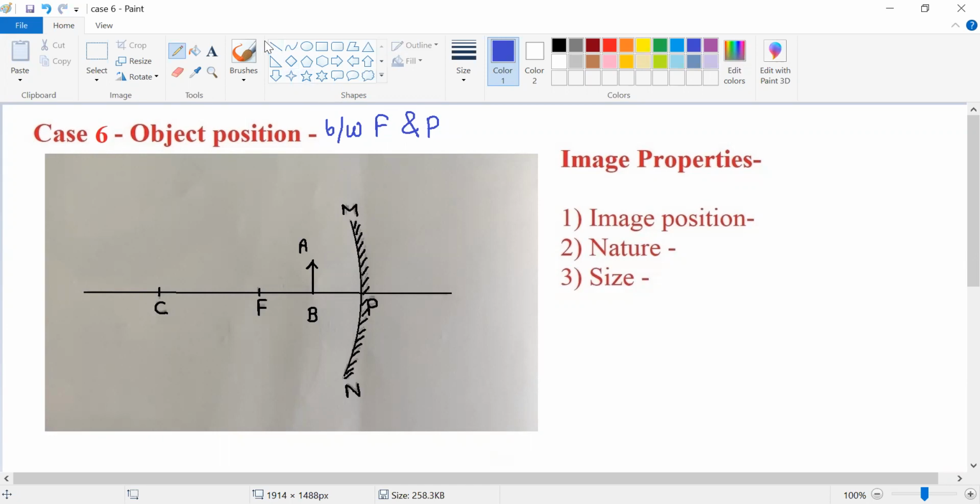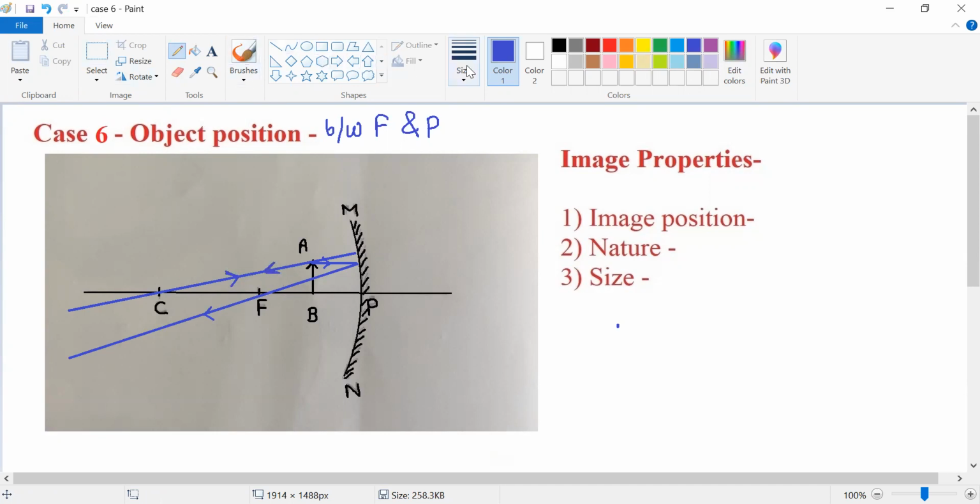Now we need to draw the two standard incident rays. The very first ray which I am drawing is parallel to principal axis. After reflection, it will pass from focus. Marking the arrow for the incident ray and for the reflected ray of light. The second standard incident ray that I will be drawing is a ray of light which passes from center of curvature. After reflection, it retraces its path, marking the arrow for incident ray and for the reflected ray.